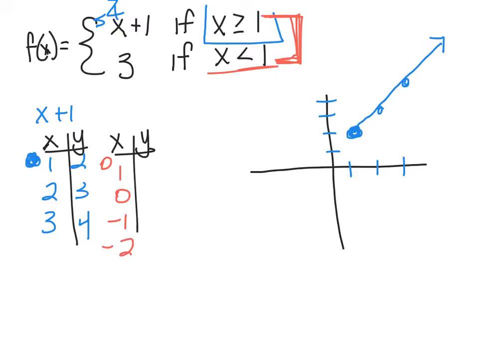Well, f of x equals 3, so my y value is 3 no matter what. So these are all 3. So at (1, 3), I have an open circle. At (0, 3), (-1, 3), (-2, 3), and now I can see my pattern and I have a horizontal line. So now I've drawn two pieces separately on one graph.